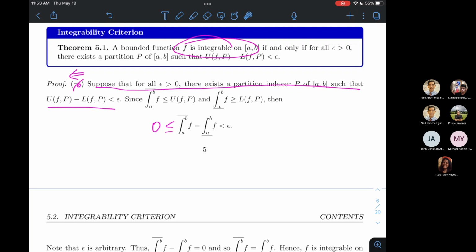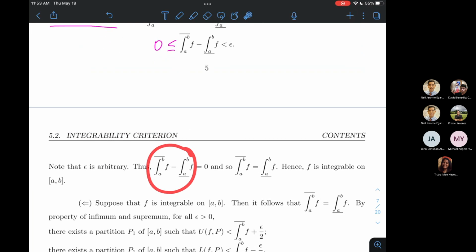Okay? So that's why we will be forced to conclude that this guy must be equal to 0. So the upper and the lower Riemann integrals are equal to each other. Therefore, f is integrable on the closed interval AB. Okay?